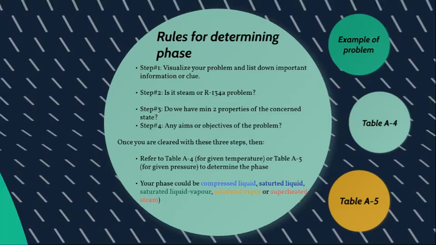So, for this to be solved, you may refer to either table A4 for a given temperature or table A5 for a given pressure. Note that both tables have the same properties, depending on the availability of your data, whether you have either temperature or pressure given to you. Following this, you may identify your phase by classifying it as either compressed liquid, liquid vapor, saturated vapor, or superheated steam. This procedure is crucial, since if you couldn't identify the phase correctly, then you may end up getting wrong data.